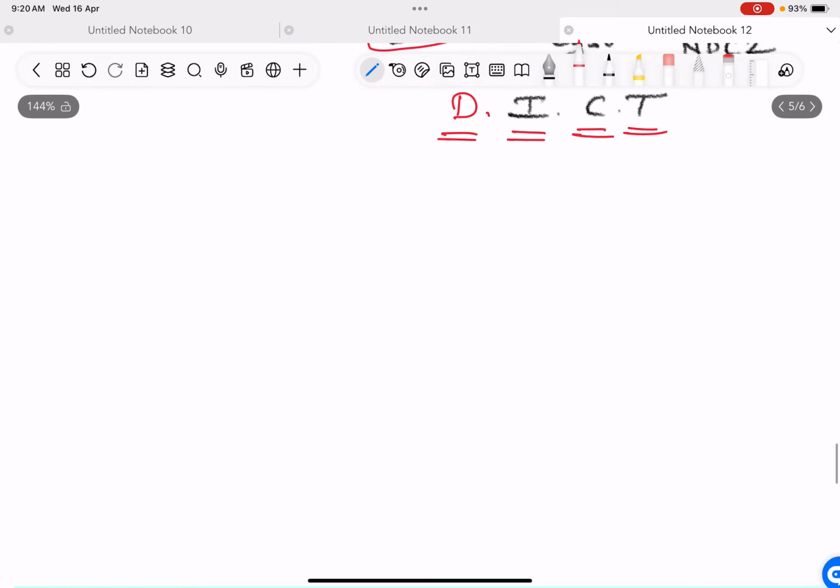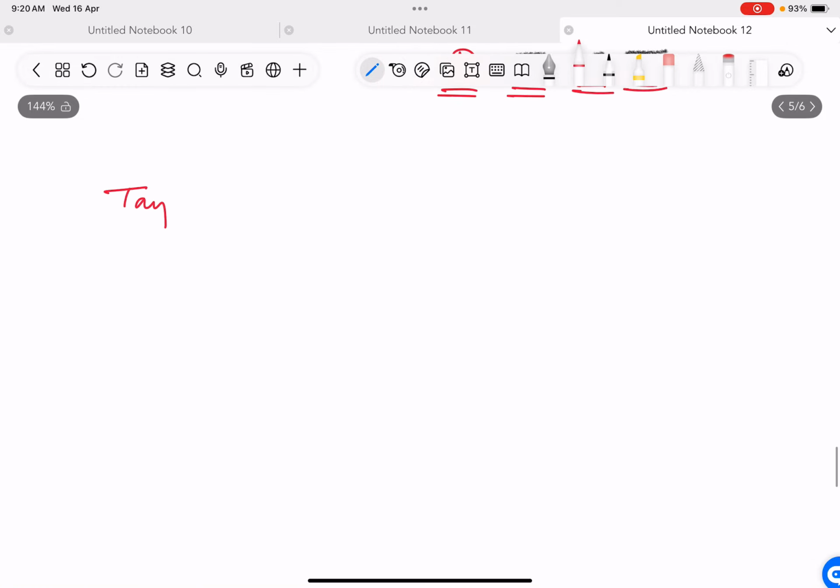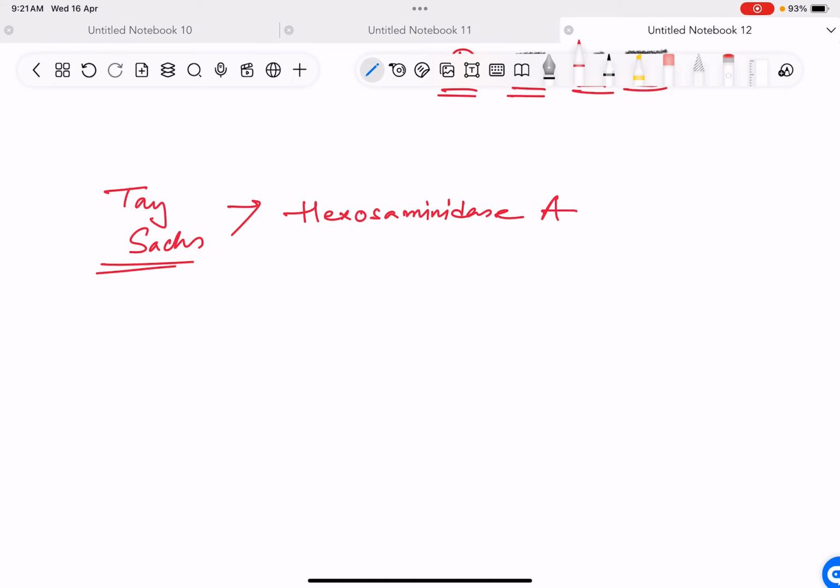Then your other condition, Tay-Sachs disease. Now you tell me what enzyme is defective in Tay-Sachs disease. We know it is hexosaminidase A. Niemann-Pick disease type A and type B is due to deficiency of acid sphingomyelinase, and Tay-Sachs disease is due to deficiency of the enzyme hexosaminidase A, which will lead to accumulation of GM2 ganglioside.